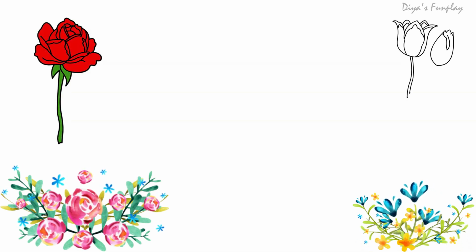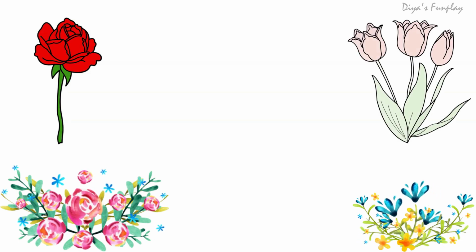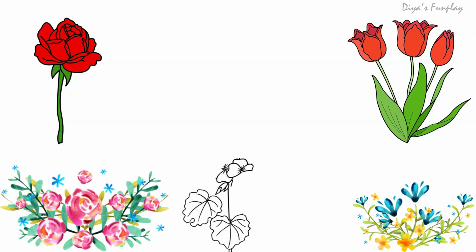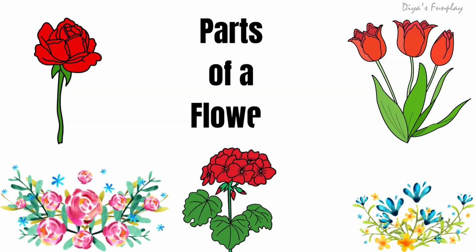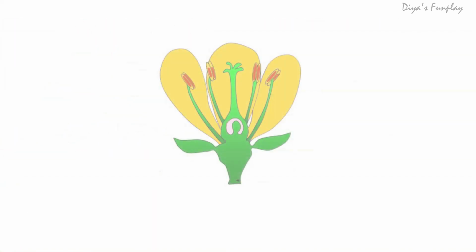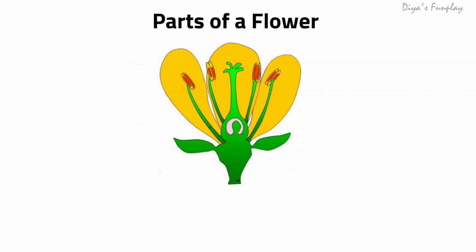In today's video, let's learn the parts of a flower and the process of pollination. A flower, also known as a bloom or a blossom, is one of the beautiful things in this natural world. A flower is a very important part of a plant, without which a plant cannot produce seeds for reproduction. Most of the flowers contain both the male and female parts together in the same flower.